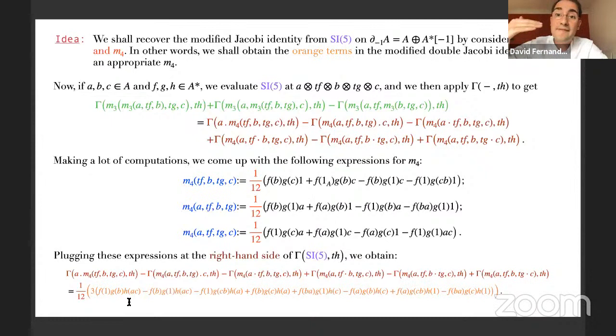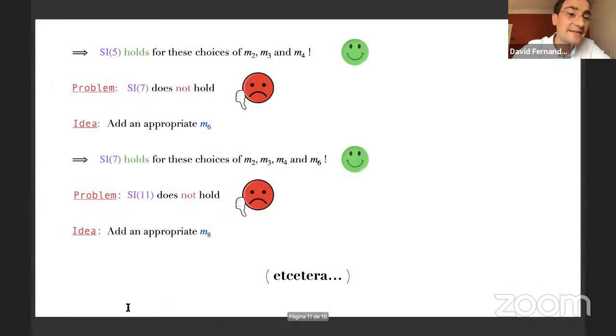So this was perfect, and it was a very, very intense moment, a very happy moment. And in fact, we prove that the fifth Stasheff identity holds for these choices of M2, M3, and M4.